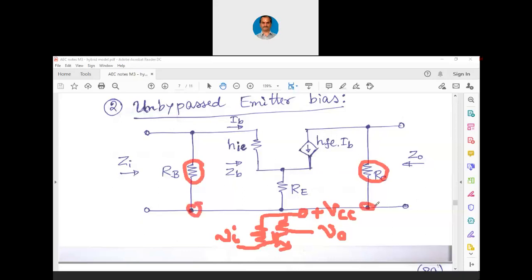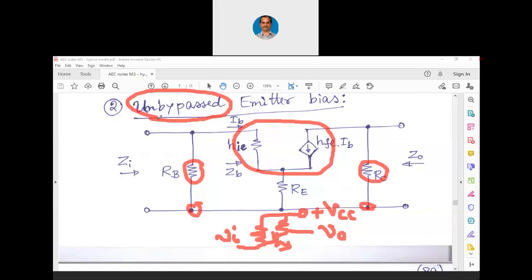Now, this is that particular transistor model, with HIE at the input and HFE IB at the output. And we have taken Vi and V0. What about the emitter now? In the earlier case, we always used to connect the emitter to ground. But now this is unbypassed emitter bias. Means in this particular circuitry, the bypass capacitor is not used. In fact, we normally have to connect a bypass capacitor there.